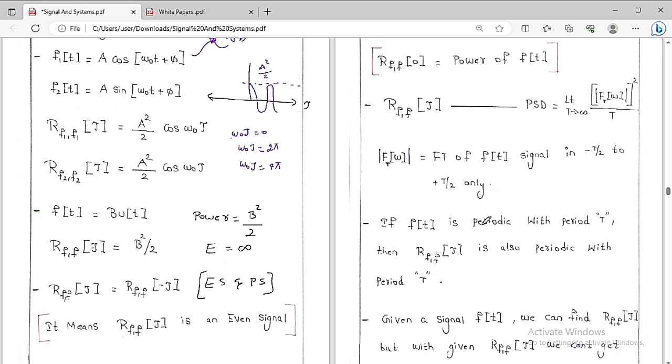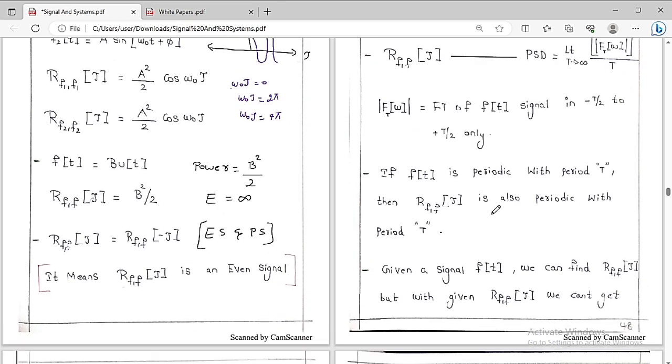So these points you always have to keep in your mind. Now the next thing is, if f of t is periodic with a period T, then Rff of tau is also periodic with the same period T. What I am trying to tell you is, suppose f of t is a periodic signal which has a period T, and if you try to find the autocorrelation, it also has the same time period T. This is because the frequency is the same, right?